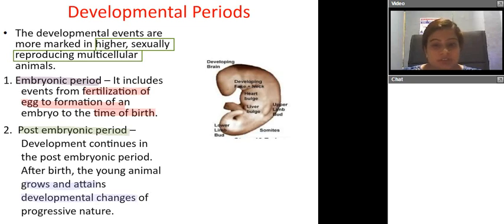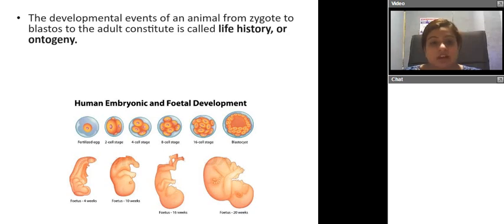The embryonic period can be attached to the developing brain, developing face and neck, the heart bulge. Can we see the heart bulge? Yes, this is the heart bulge. Then there is the liver bulge. There is a bud for the upper limb development and the lower limb development. These developmental events of an animal from the zygote to the blastula to the adult ultimately form the life history or ontogeny.